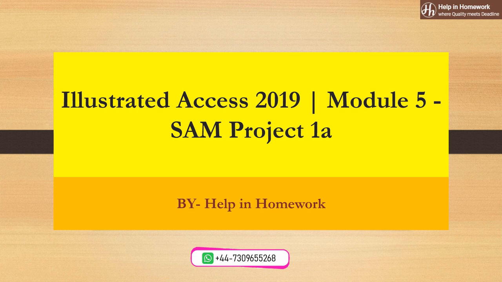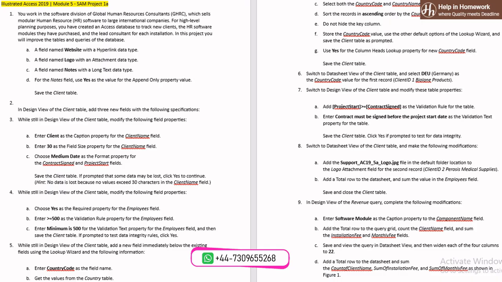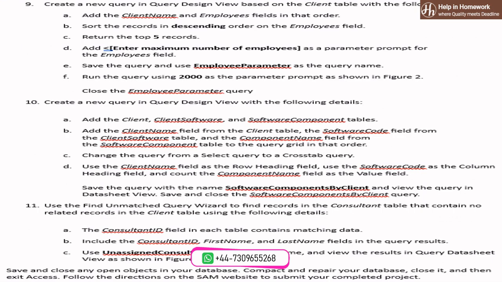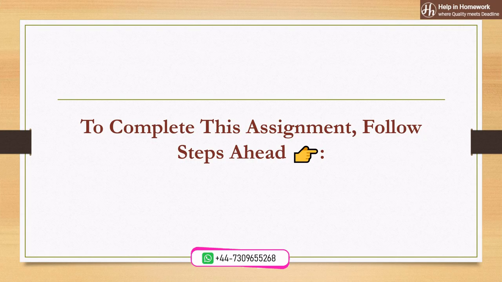We recently received a request from one of our customers for assistance in Illustrated Access 2019 Module 5, SAM Project 1A. Our client provided us some file attachments, which you can see on your screen, with full instructions to understand the problem. To complete this assignment, follow the steps ahead. Here's a summarized solution process for each problem.